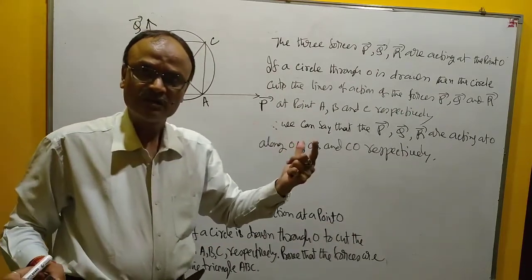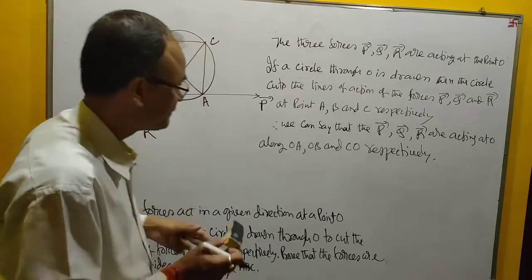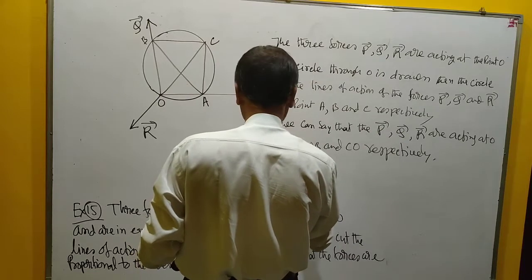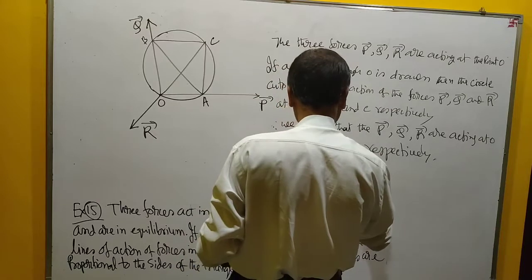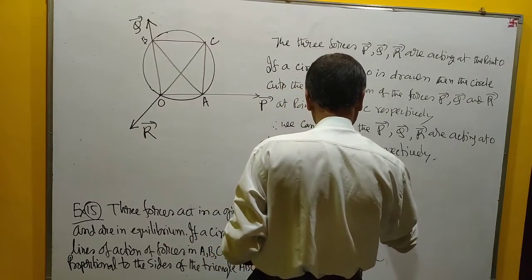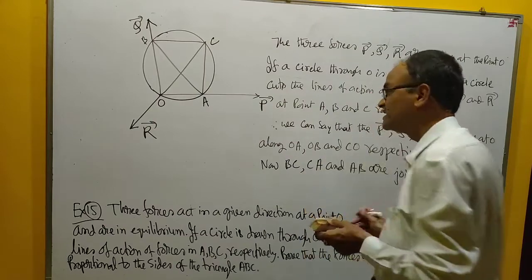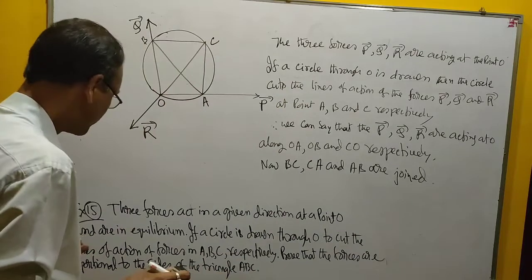Next, let me join BC, CA and AB. BC, CA and AB are joined. Now you see.